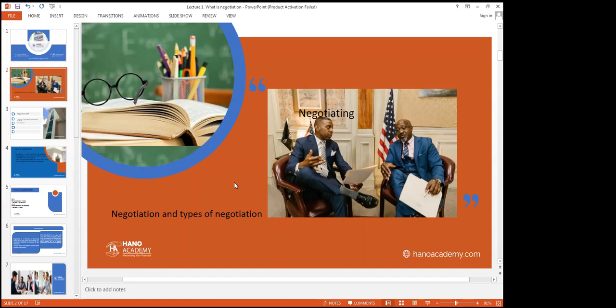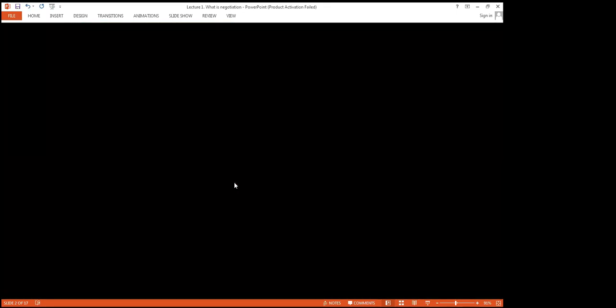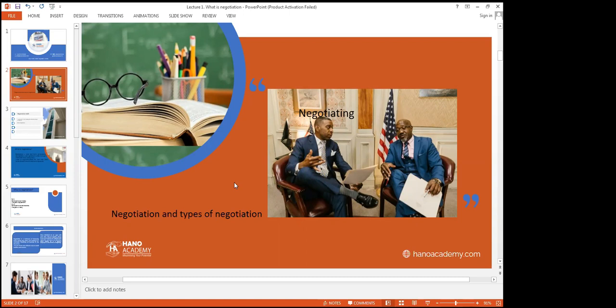So negotiation can involve just two people. It can also be a situation that involves many people. And we shall see those forms of negotiation as we move on with our lecture. They are talking to each other at a close range. So when you are negotiating, you don't need to be a distance away from each other, some 5 meters, 3 meters away. Negotiation should be done when you are together, seated together, like what is happening in that photo.